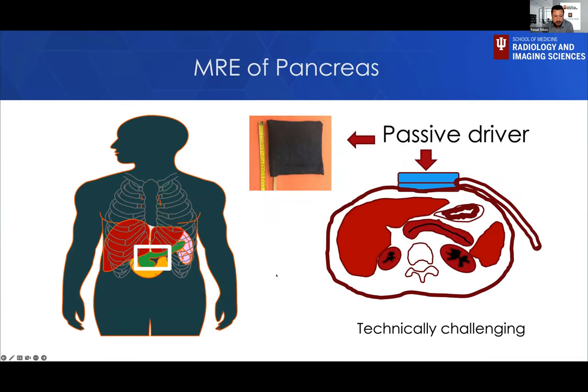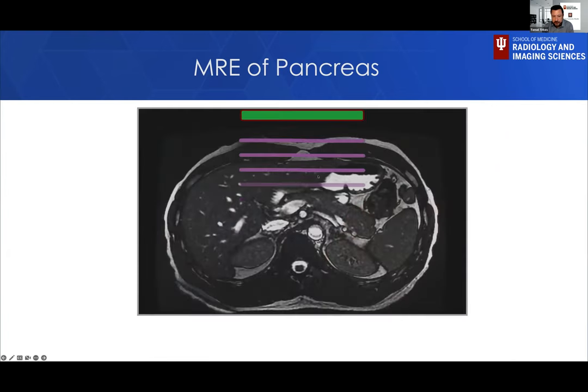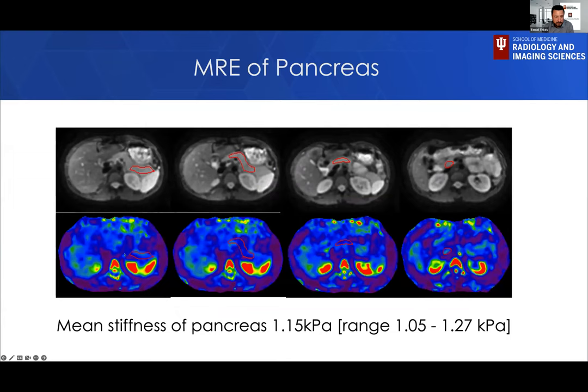MRE of the pancreas is still under development. In MRE, we also use sound beams, which are sometimes difficult to penetrate if the patient is not a normal size or low BMI, but has a large body, and then it becomes very difficult. But we are able to obtain the signal back from the pancreas in some patients. But as you can see, it is sometimes challenging, especially in severe chronic pancreatitis patients with atrophic pancreas.